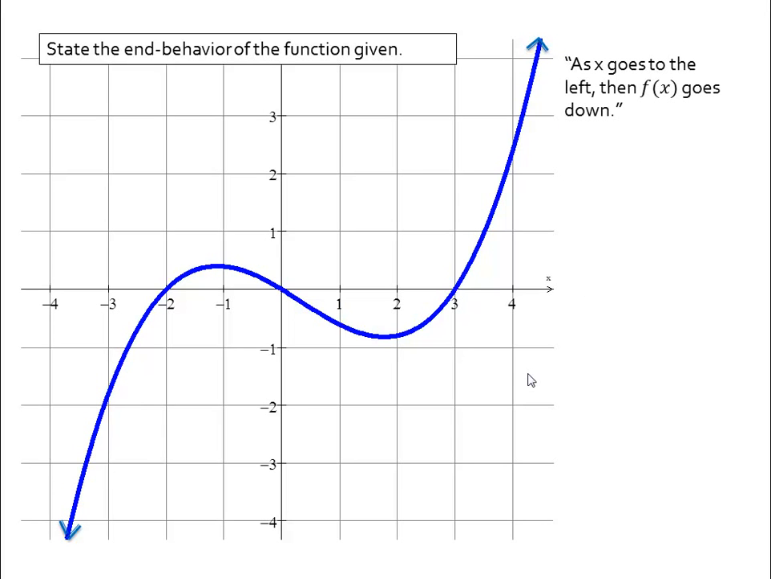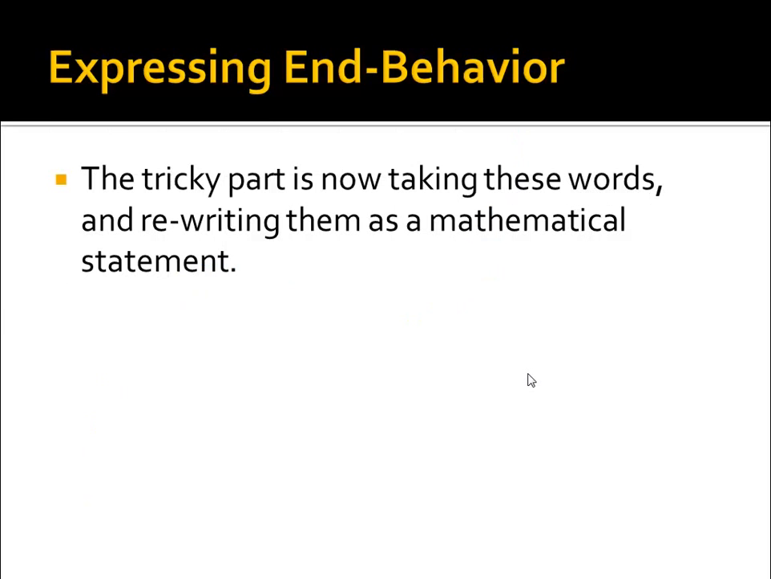So we already have that statement there. Now that we've done when x goes to the left, let's send x to the right. So x is going to the right. Well, f of x is going up. So as x goes to the right, f of x, which is a fancy word for y, goes up. That's all we're saying here.